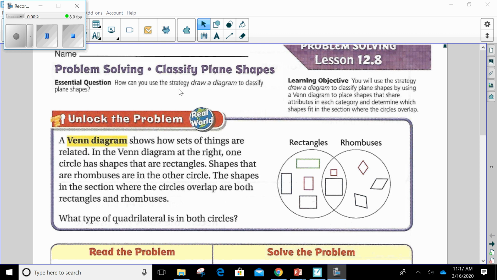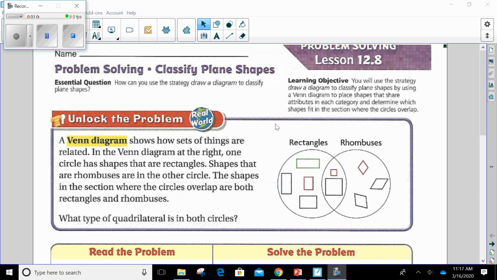We are going to use a Venn diagram and just group shapes. That's all we're doing. That's what classify means. We're going to group them, okay? Our learning objective: you will use this strategy, draw a diagram, to classify or group plane shapes by using a Venn diagram to place shapes that share attributes or characteristics in each category and determine which shapes fit in the section where the circles overlap. We are just going to group them. That's all we're doing. Plane shapes, 2D shapes.